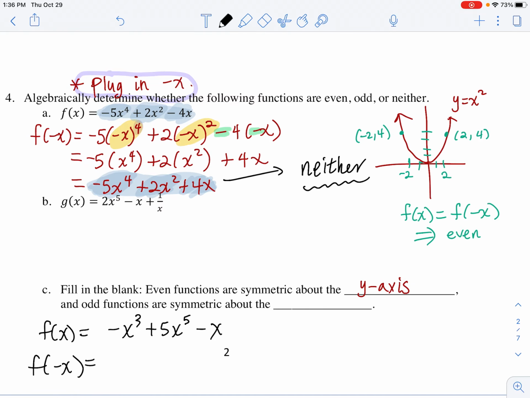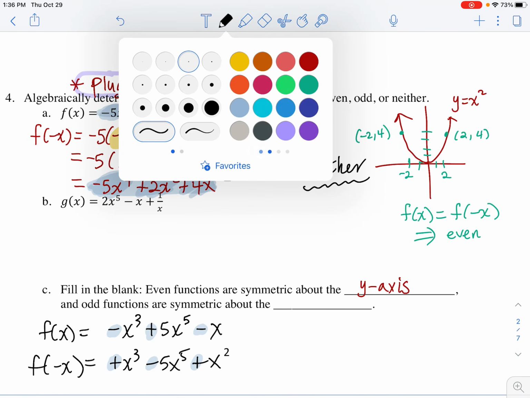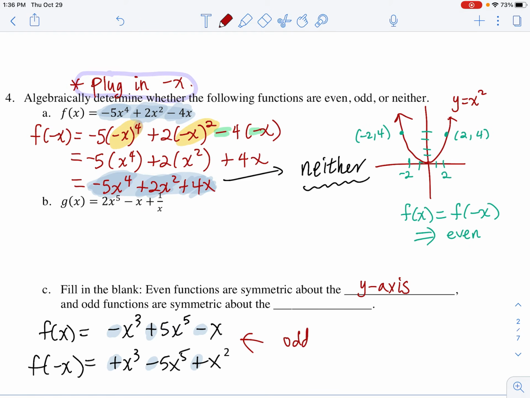And then you found your f of negative x and you got positive x cubed minus 5x to the 5th and then plus x. Then if something like this happens, notice how all of the signs change: negative to positive, positive to negative, negative to positive. If all the signs change just like this, it will be an odd function. But notice how the one that we just did together, 2 of them stay the same. The last one changed. So, you know, that's not good. That's just neither even nor odd function.